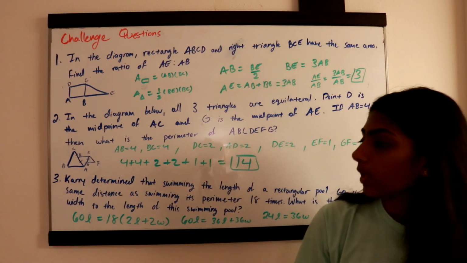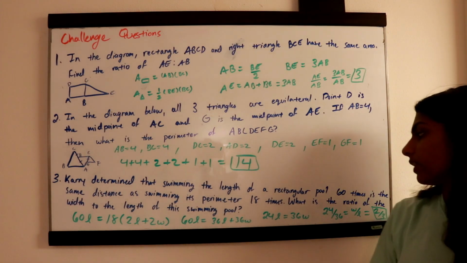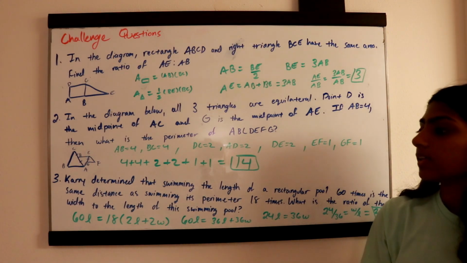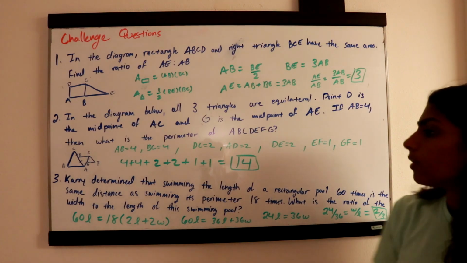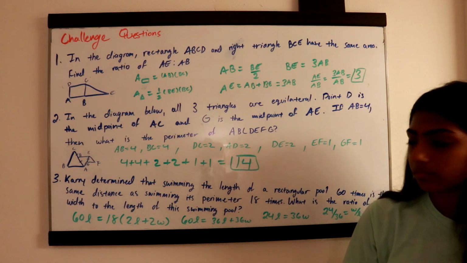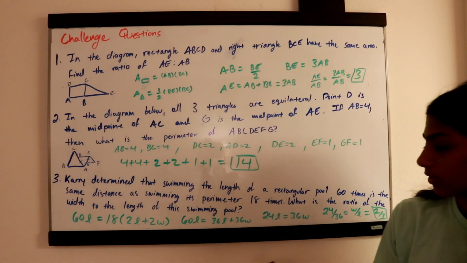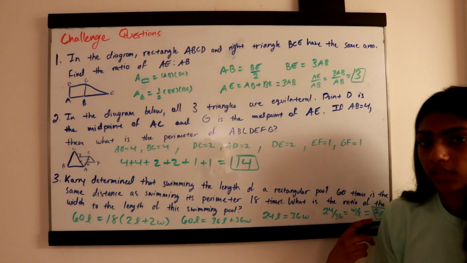So next problem. Carrie determined that swimming the length of a rectangular pool 60 times is the same distance as swimming its perimeter 18 times. What is the ratio of the width to the length of the swimming pool? So since we're trying to find a ratio, we're trying to find a fraction of width over length.